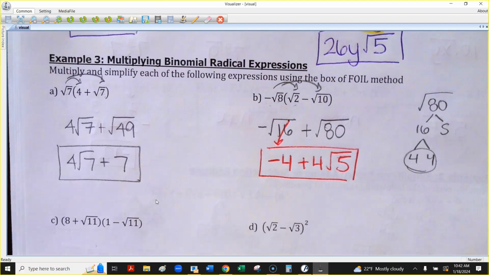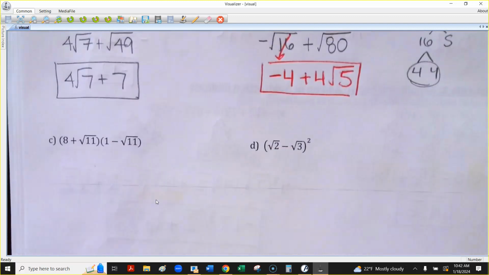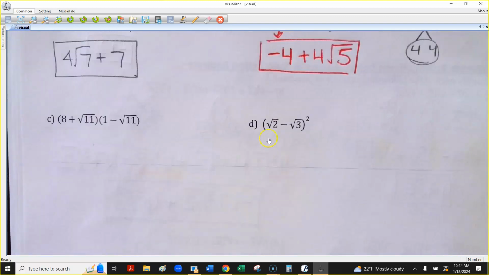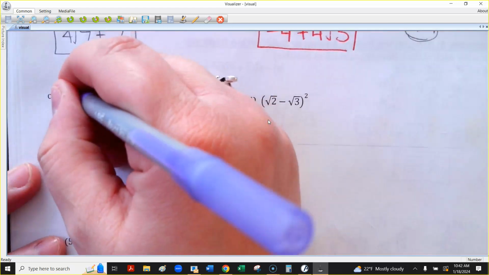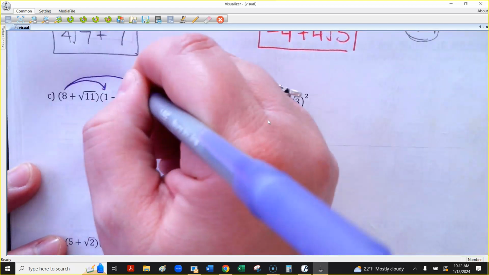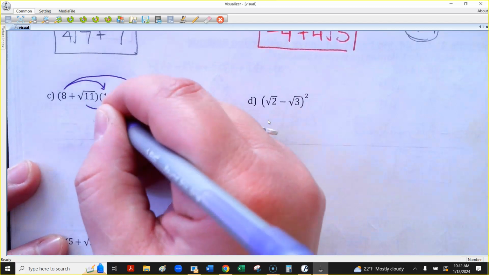Okay, now the rest of these. You are welcome to do a box. I'm just going to do like a foil, but if you want to draw yourself a 2x2 box, you can do that for any of these questions. This would be kind of like, if we had x plus 5 times x plus 5, it's the same format. We're just multiplying these numbers in like a foil, or I just think of it as a double distributive property.